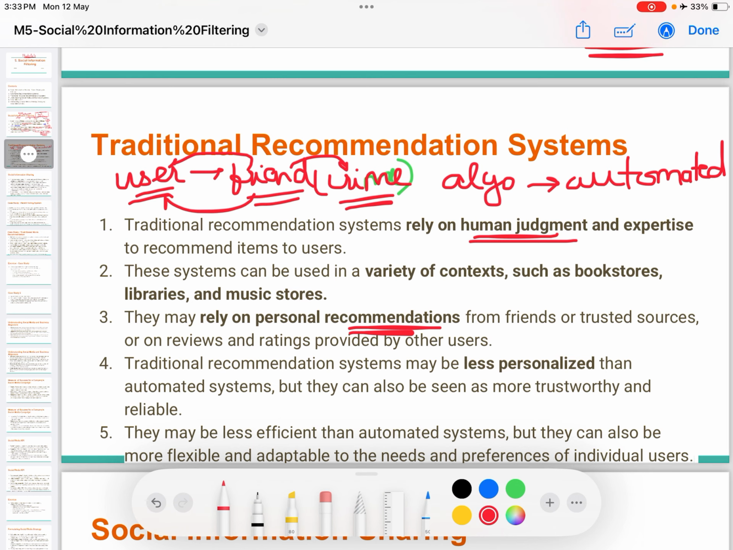Traditional recommendation systems may be less personalized than automated systems, but they can be seen as more trustworthy and reliable. Why? Because the friend has watched a particular movie and the friend is giving the suggestion to the user that you also watch it. So it's more trustworthy and reliable. That means because maybe your friend liked it, you will also like that particular movie. They may be less efficient than automated systems, but they can also be more flexible and adaptable to the needs and preferences of individual users.